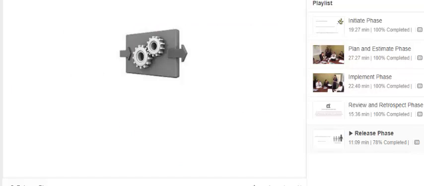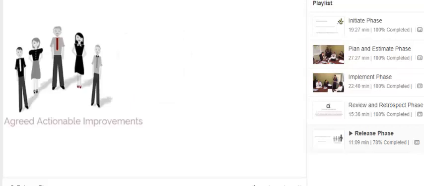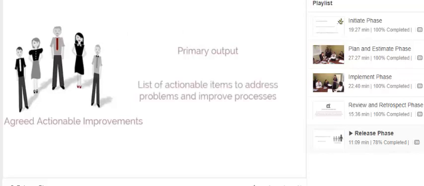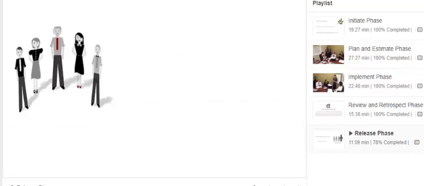Now that we have seen the inputs and tools involved, let's see the outputs generated. There are two outputs created. They are agreed actionable improvements and assigned action items and due dates. Agreed actionable improvements are the primary output of the retrospect project. They are a list of actionable items that the team has come up with to address problems and improve processes in order to enhance their performance in future sprints.